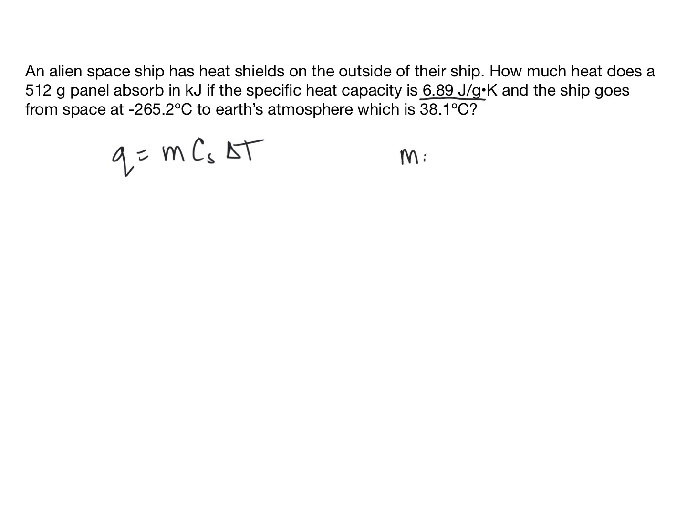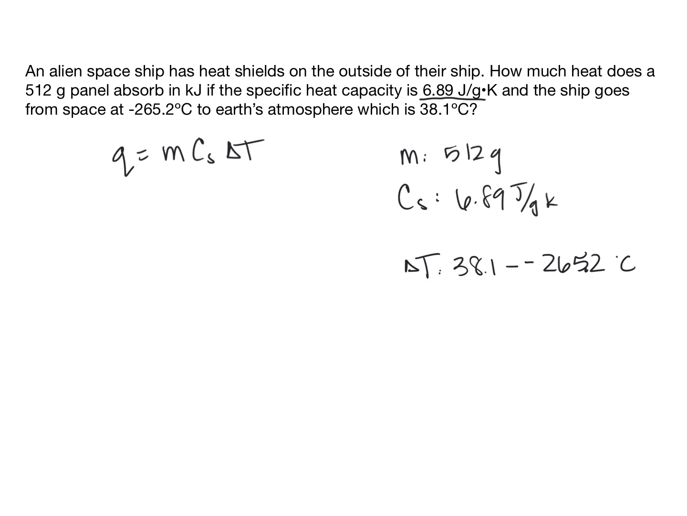So the mass is 512 grams. C sub s is 6.89 joules per gram Kelvin, and delta T is equal to the final, which is 38.1, minus a negative 265.2 degrees Celsius. And so this gives you 303.3 degrees. Don't forget that it is final minus initial, and a large number is not necessarily bad. Neither is a negative number.